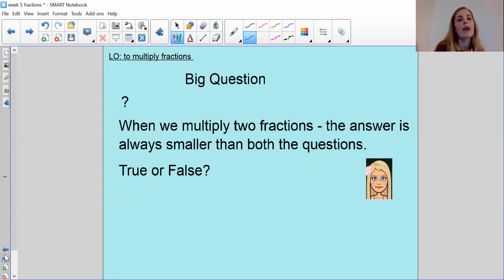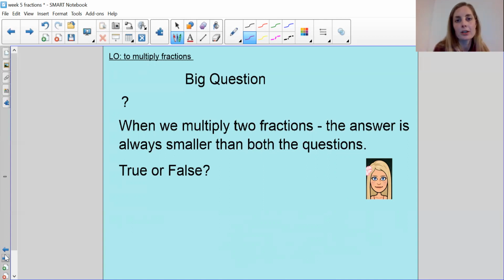And because we're looking at fraction multiplied by fraction, I want you to think, when we multiply any two fractions together, do you think we're going to get an answer that is going to be smaller or greater? Do you think that is true, or do you think that is false? Do you think the answer is always smaller than both the two fractions that I've given you? So what do you think, true or false?